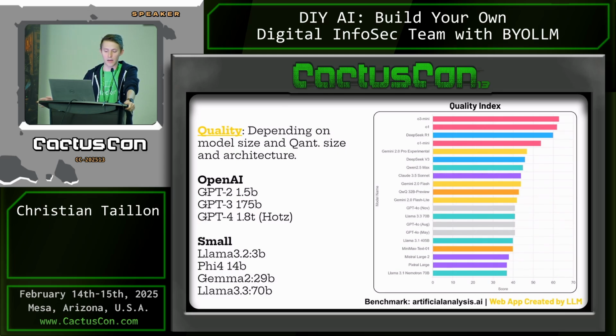Now we're at 1.8 trillion, which Hotz kind of leaked in a speech one time. Most of these companies don't say how many trillions or billions of parameters their models have, but I wanted to give you some ideas. Some small models, these are all considered small. Llama 3.3 70B is, if anyone's heard of Llama, it got popular at 3.2 from Facebook.